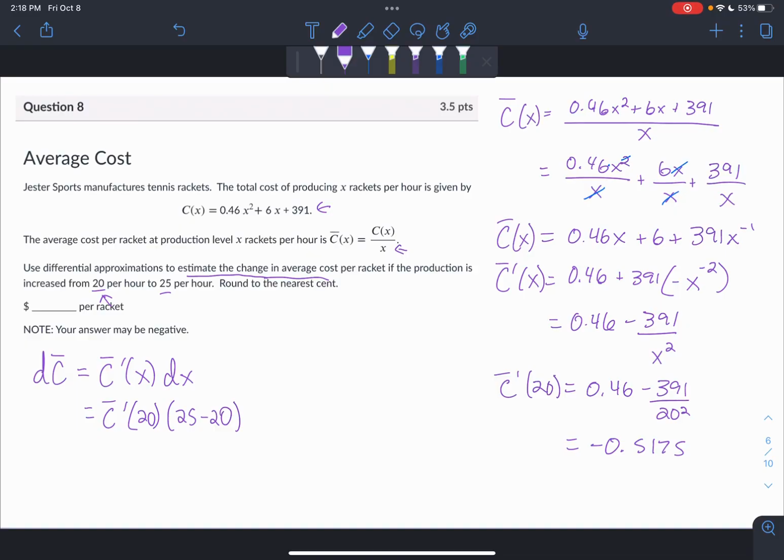So I'm going to plug in that quantity here. And then the difference or change in x is just 5. And so my answer is going to be negative 2.59. We're going to round to the nearest cent for this question.